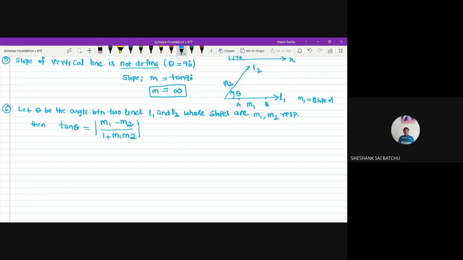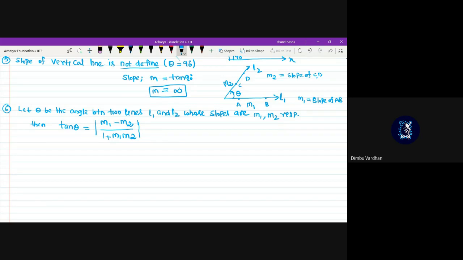Clear? Yes, sir. He will give 2 points related to this line. Similarly, M2 means we require another 2 points on the same line, segment C and D. What is M2? Slope of CD. C and D are 2 points on the line L2. A and B are 2 points on the line L1. Clear?